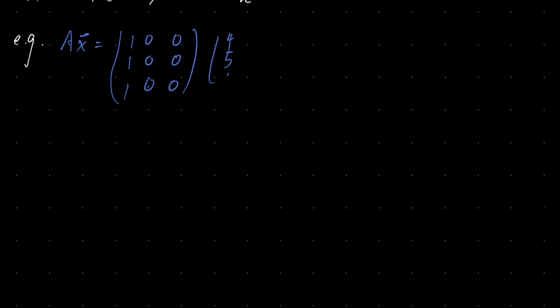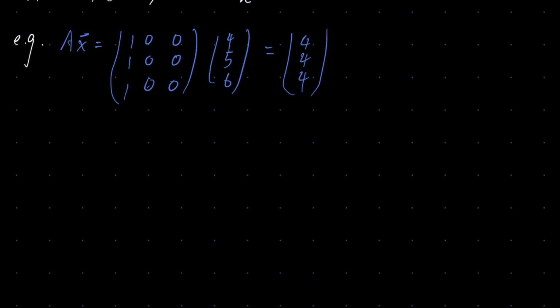So for example, let's consider the multiplication Ax, which is equal to the matrix with rows 1, 1, 1, 0, 0, 0, 0, 0, 0, times the vector 4, 5, 6. Now, try to do this yourself. Try to use the row picture and the column picture, or the 2 different approaches in matrix multiplication. In this example, both of the methods are pretty easy, and notice that the answer is 4, 4, 4.